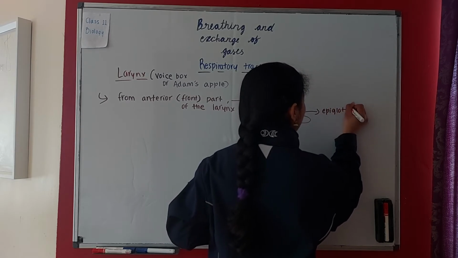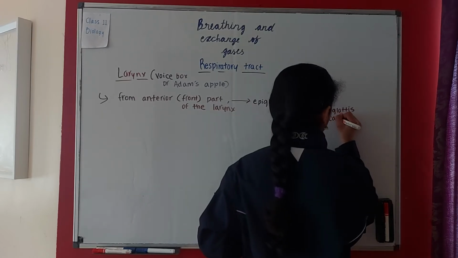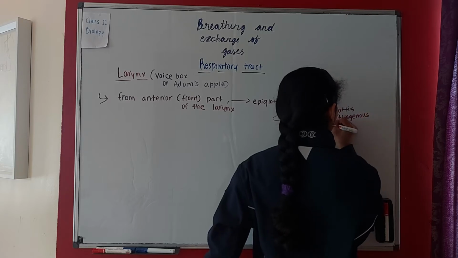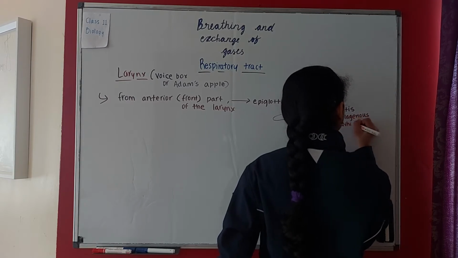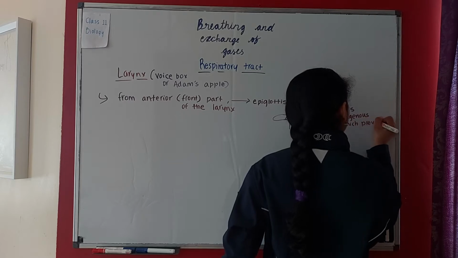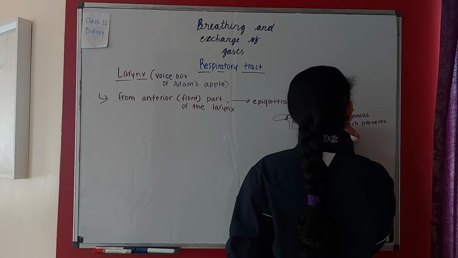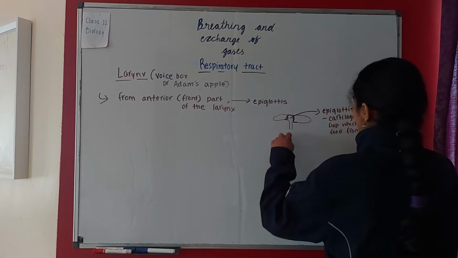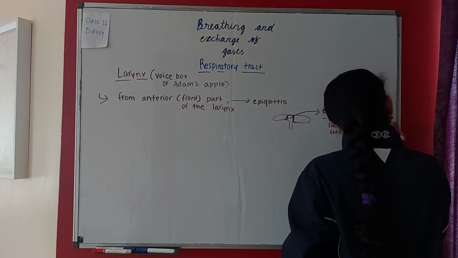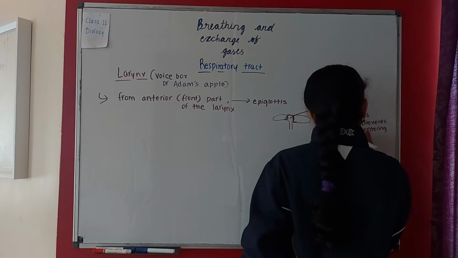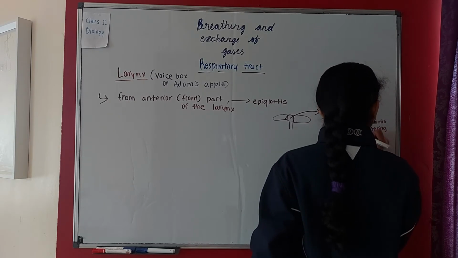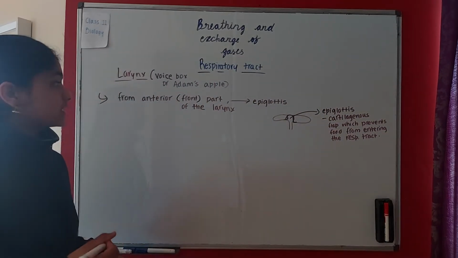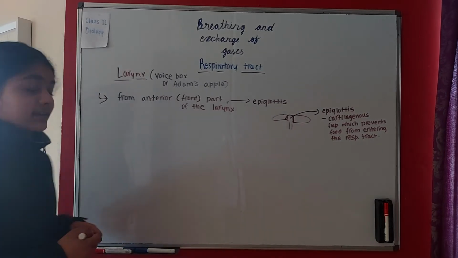This is the epiglottis, which is a small cartilaginous flap-like structure, a cartilaginous flap which prevents food from entering the respiratory tract or the windpipe or trachea. So this is the epiglottis. The epiglottis arises from the anterior or the front part of the larynx.